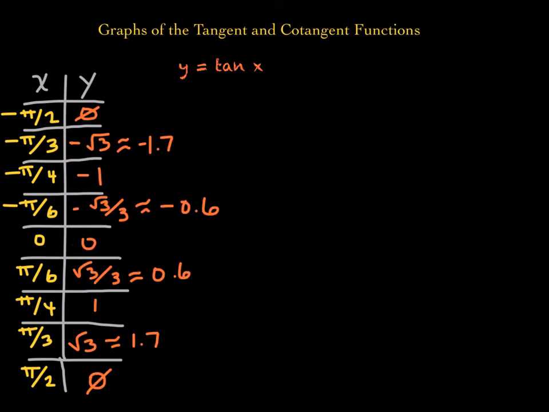Now notice that the input values range from negative pi over 2 all the way to positive pi over 2. The tangent function is undefined for odd multiples of pi over 2. So at negative pi over 2, it's undefined. At positive pi over 2, it's also undefined. So at these two values, you have vertical asymptotes, because the function is undefined at those locations.